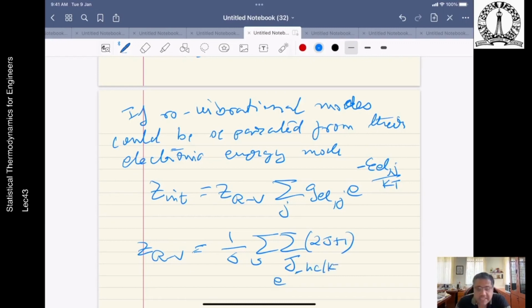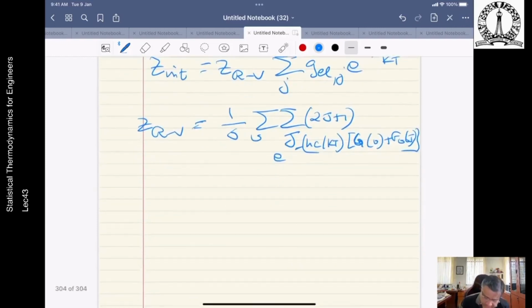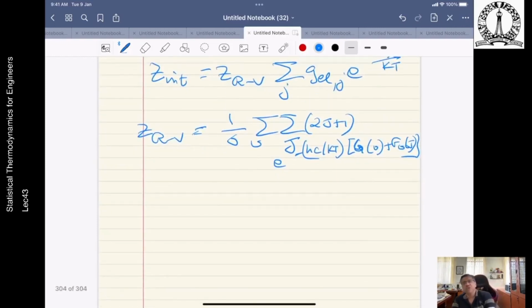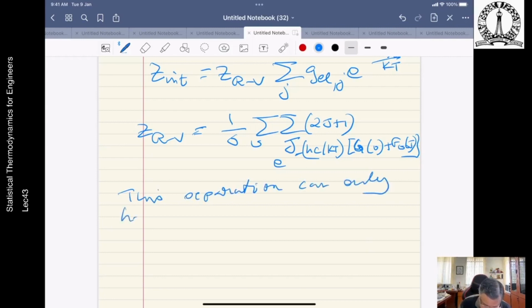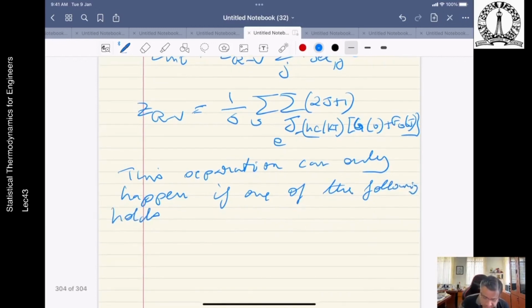Minus Hc by Kt, and multiplied by G V plus Fvj. Depends on the vibrational band, this separation could be affected. This separation can only happen if one of the following holds.